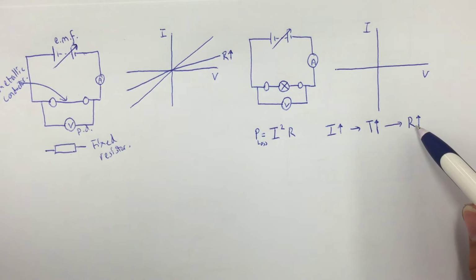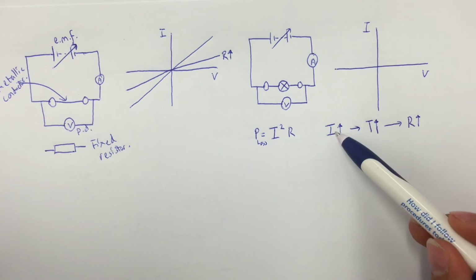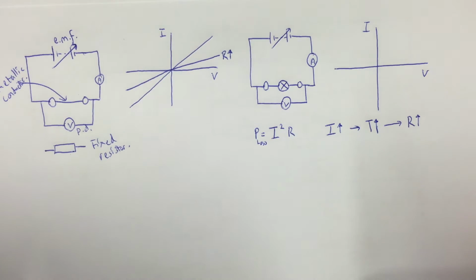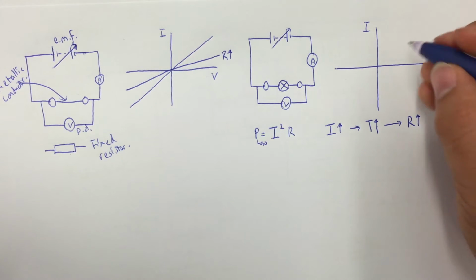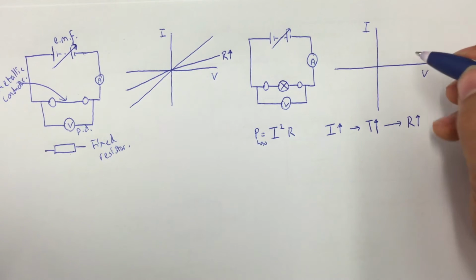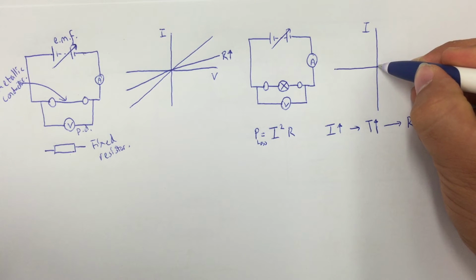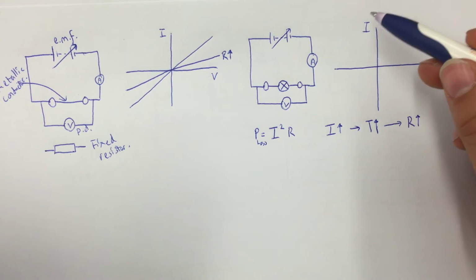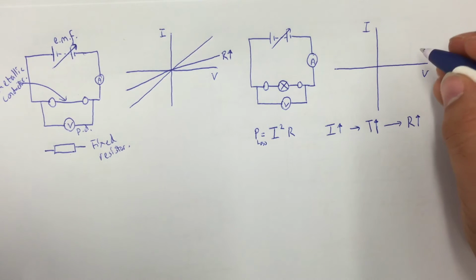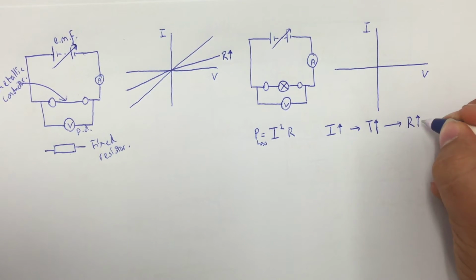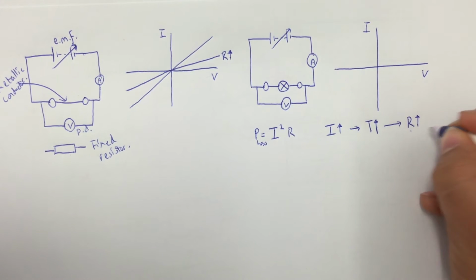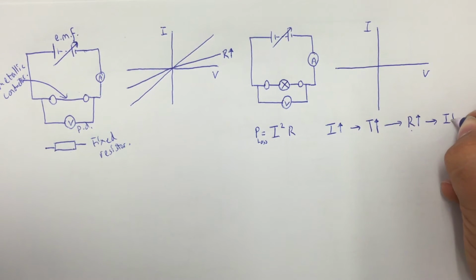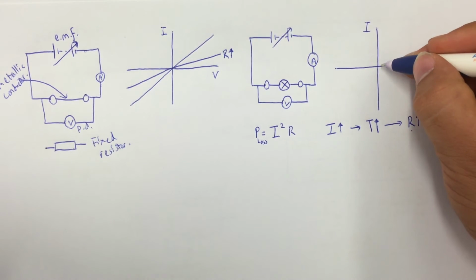Which will then have the effect of, as the resistance now begins to increase, the amount of current that can flow decreasing as a result. So it's like a cycle, almost. Think about this in terms of a bulb. If I was to increase the voltage across a bulb, it will get brighter and brighter, hotter and hotter. As it gets hotter, the resistance will increase, and that then causes the current to decrease.